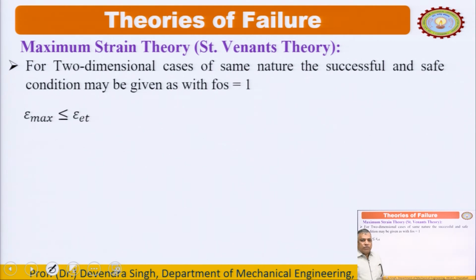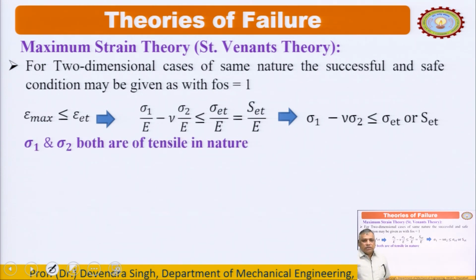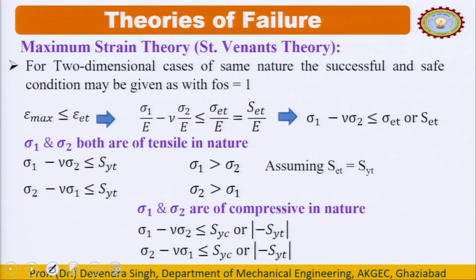Now, factor of safety. So epsilon max must be less than or equal to epsilon e t or epsilon y t. E t is the elastic limit, that I have already mentioned, why I am using this elastic limit. This should be sigma 1 upon E minus nu sigma 2 upon E less than or equal to sigma t upon E, which is equal to S c t upon E, and if you take this, sigma 1 minus nu sigma 2 is less than this. So these are the expressions for sigma 1, sigma 2 compressive. So these are our theory of failure in terms of the stresses, the maximum strain theory.